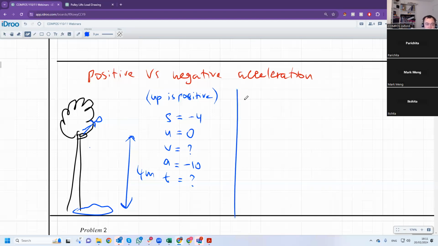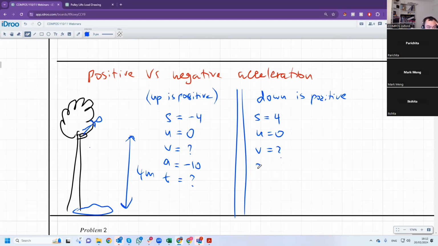Or you can say, I don't want up to be positive, I want down is positive. And then I do s equals 4 because I'm moving down. Initial velocity 0, final velocity we don't know. Acceleration is 10 and t. But then any formula you use, you will see that the two minuses cancel out. So it doesn't matter whether you use 4 and 10 or -4 and -10.